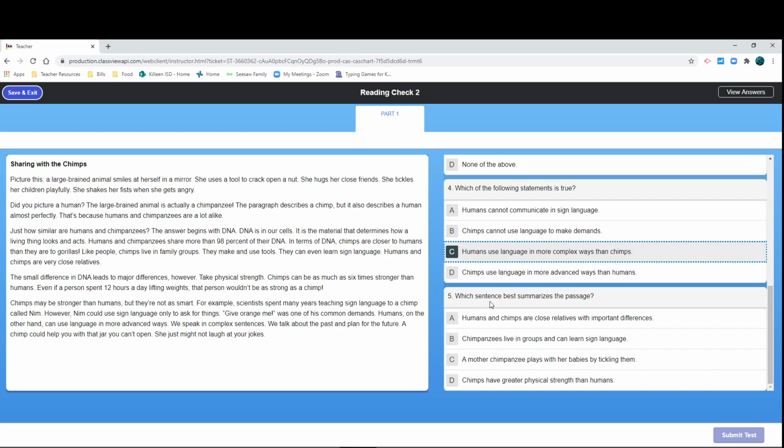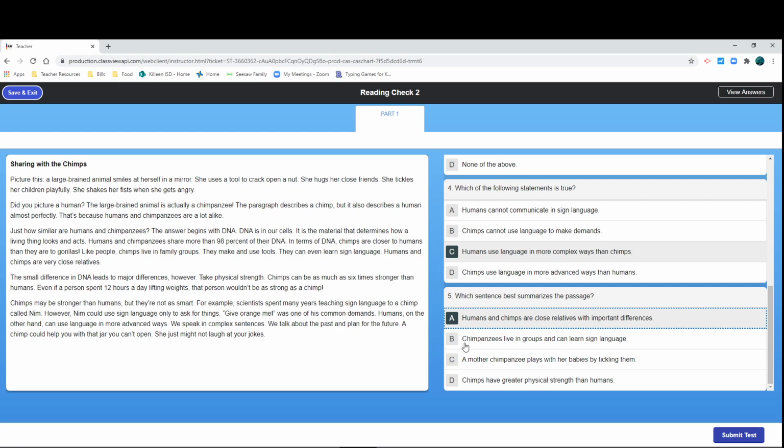Now, we're at number 5. Which sentence best summarizes the passage? So summary, remember it's the big main idea of the passage. We have A, humans and chimps are close relatives with important differences. B is chimpanzees live in groups and can learn sign language. C, a mother chimpanzee plays with her babies by tickling them. And D, chimps have greater physical strength than humans. Alright, so to summarize, we have to have a statement that goes over the entire main idea. So humans and chimps are close relatives with important differences. I could get behind that statement as a main idea.